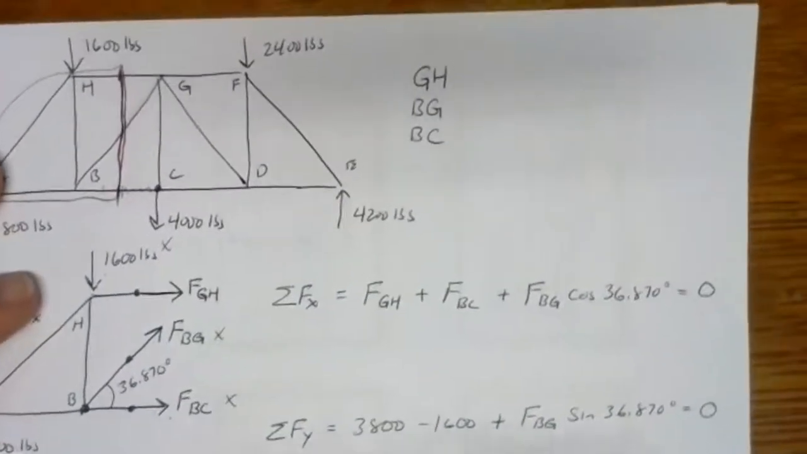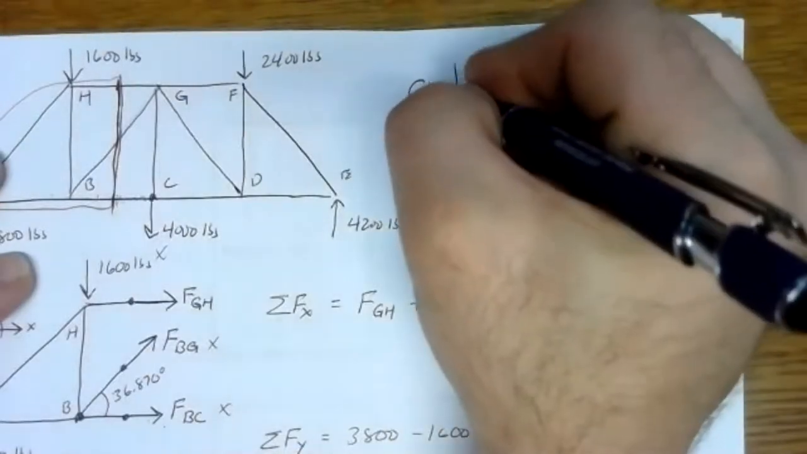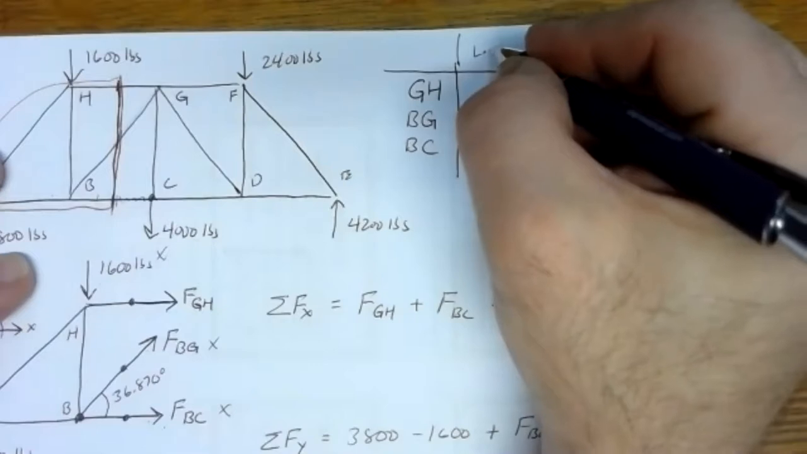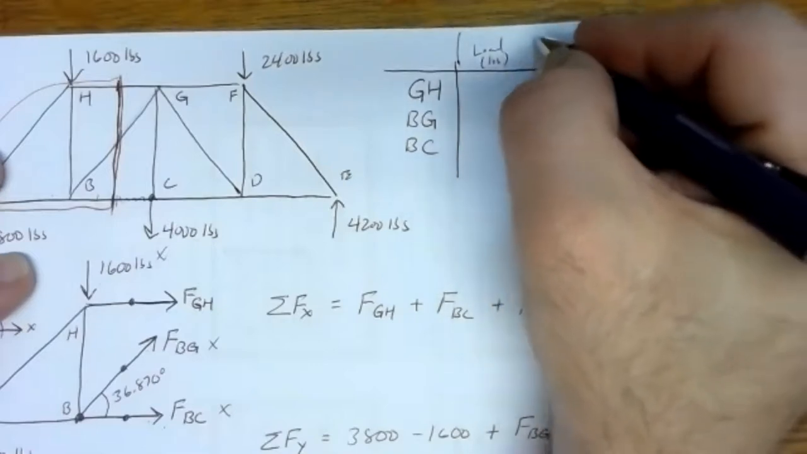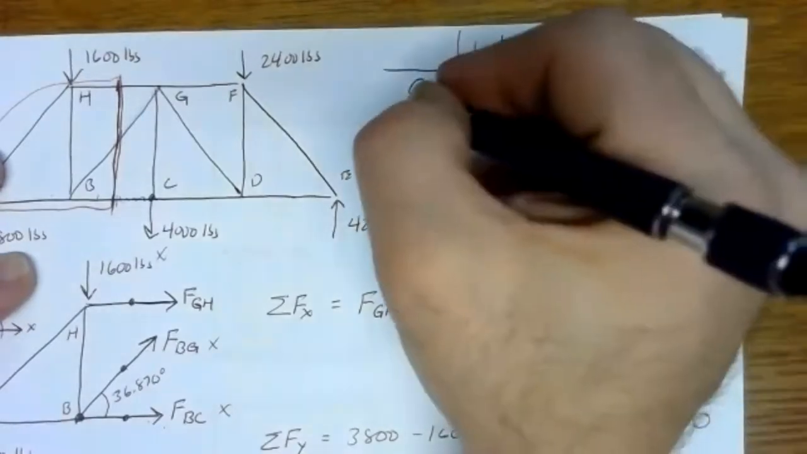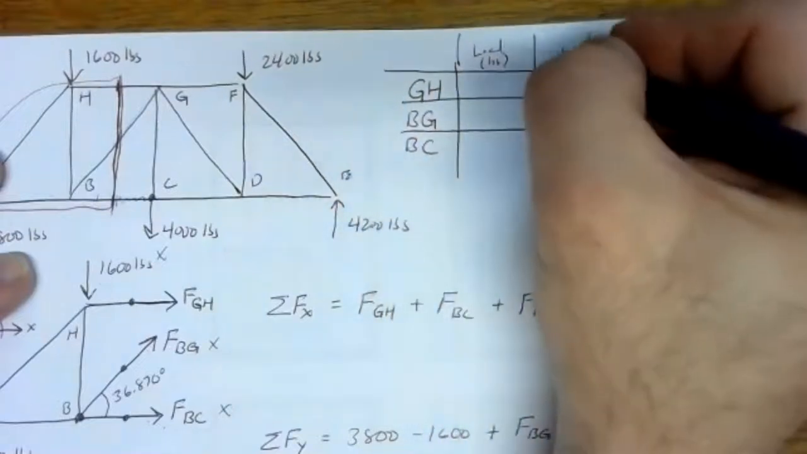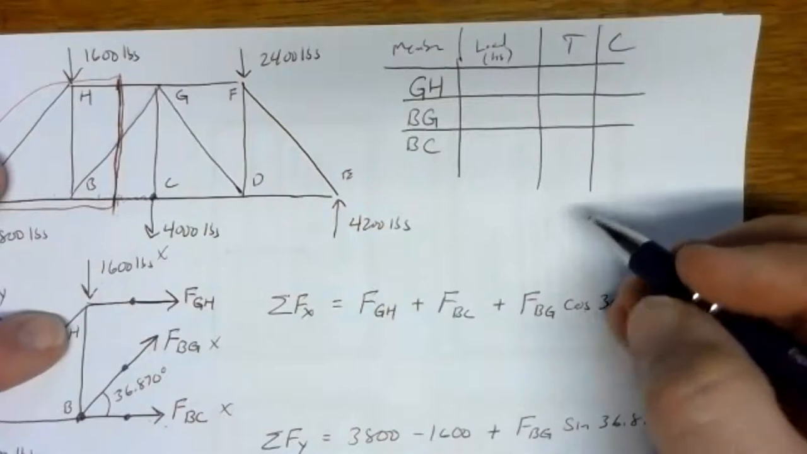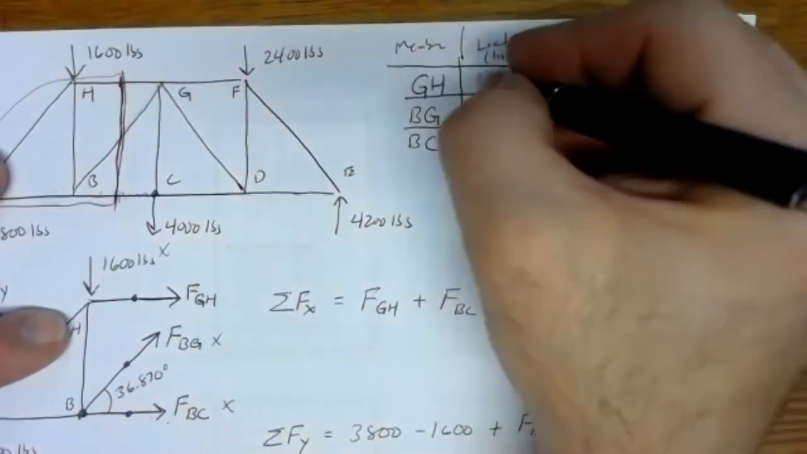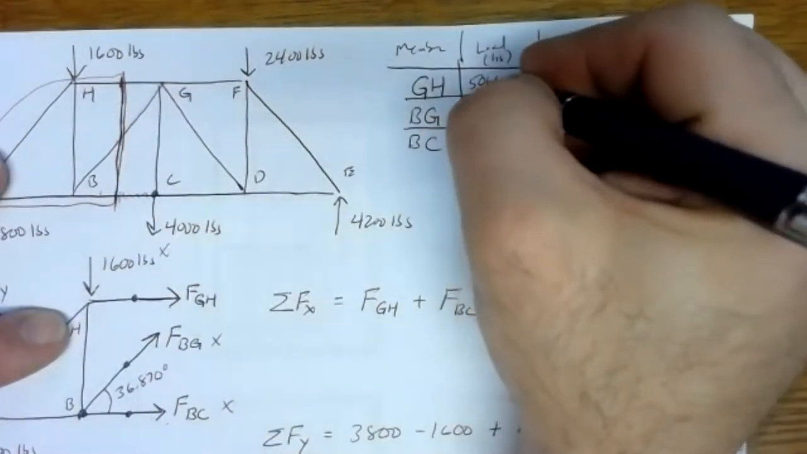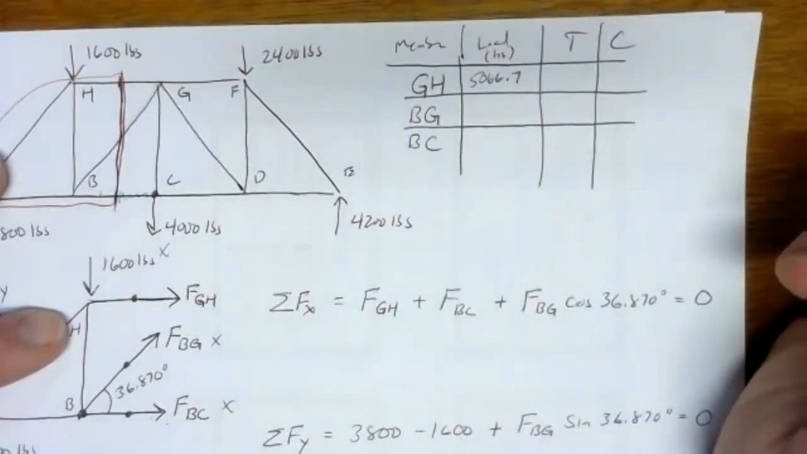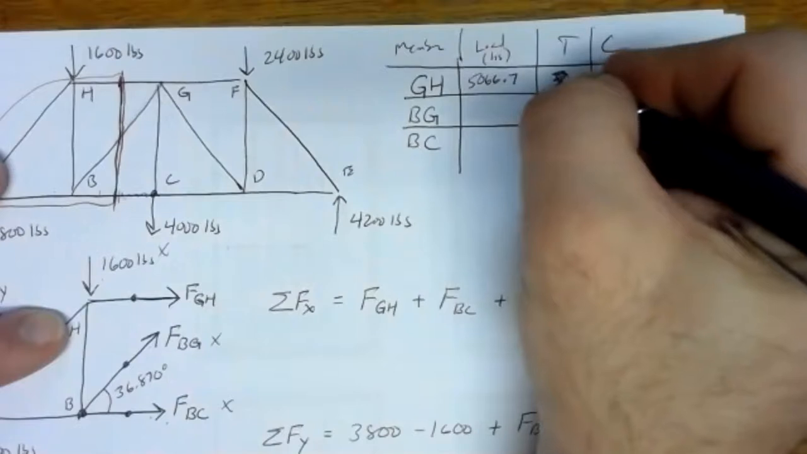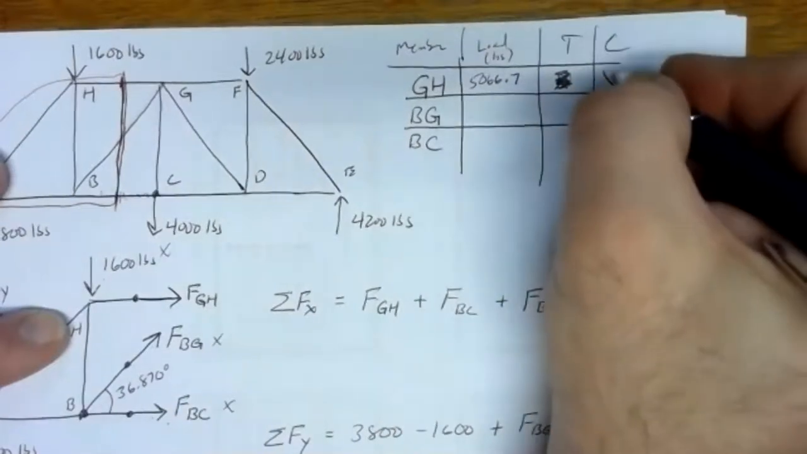So if we go and build up our little table up here with the members, the load, this time in pounds, and whether we've got tension or compression. Member GH, we can fill in. We've got 5,066.7 pounds of force in, whoops, not in tension, in compression.